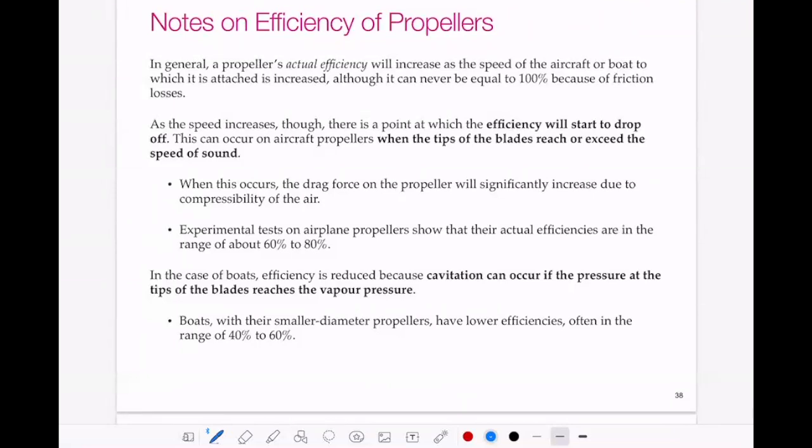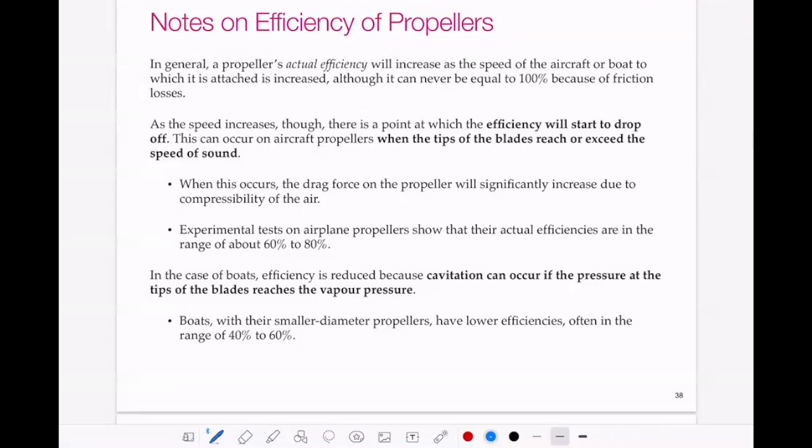The point where it begins to drop is when the tips of the blades start to exceed the speed of sound, or the pressure at the blade tips starts to reach the vapor pressure of the fluid. For example, when this occurs, the drag force on the propellers of a plane would significantly increase due to the compressibility of the air as we approach the speed of sound.